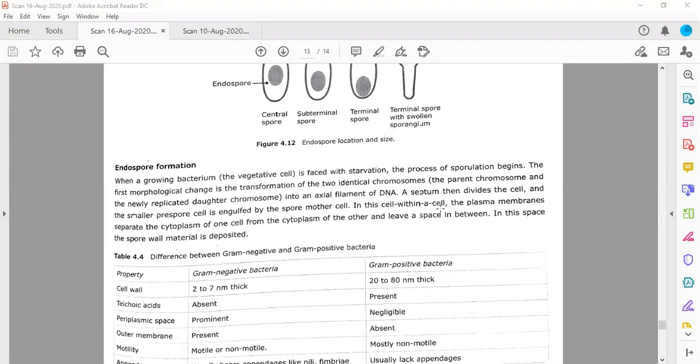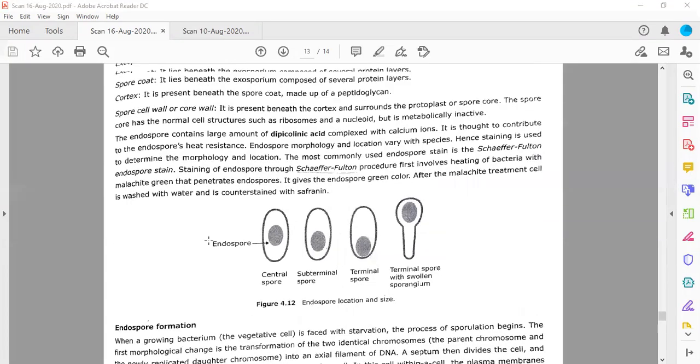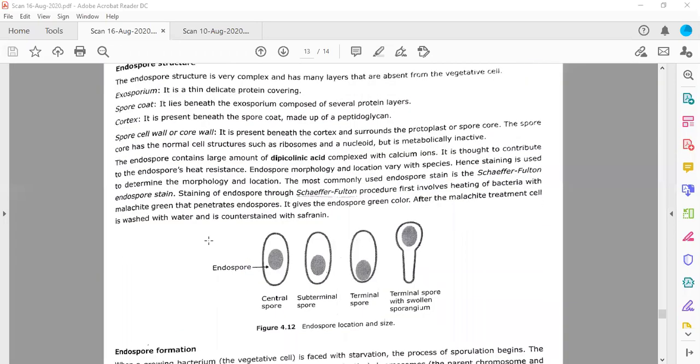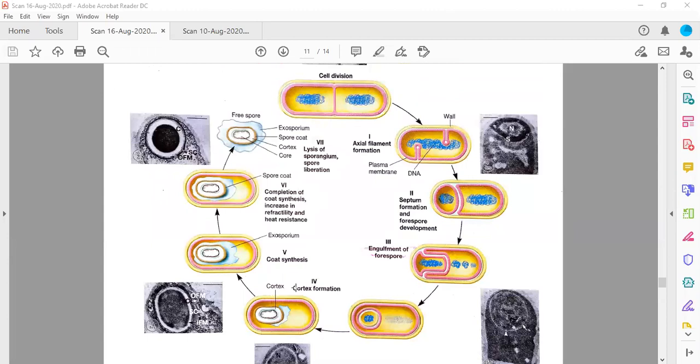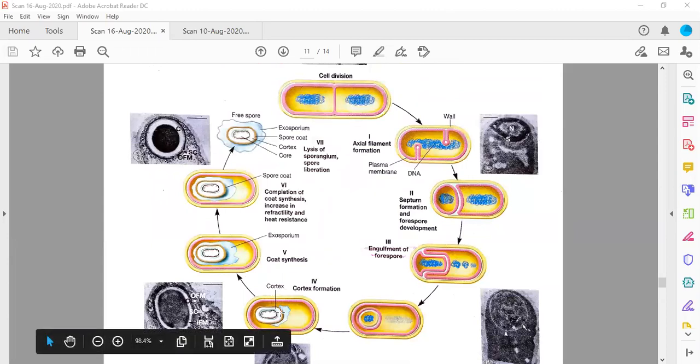In this cell, a cell within a cell like structure will form. We need to remember this endospore is a cell within a cell structure. So the plasma membrane separates the cytoplasm of one cell from the cytoplasm of the other cell, leaving some space in between. In this space, the spore wall material will be deposited. So it will make the spore wall, the cortex region.